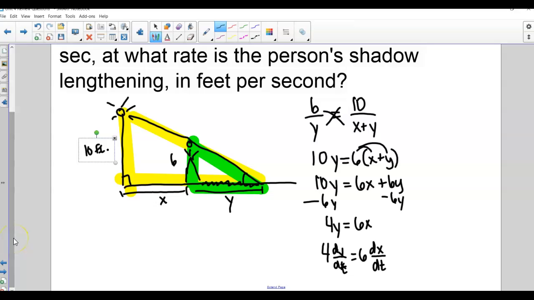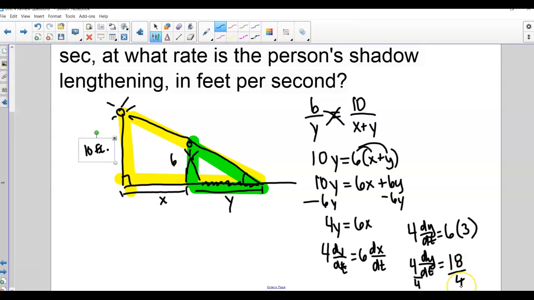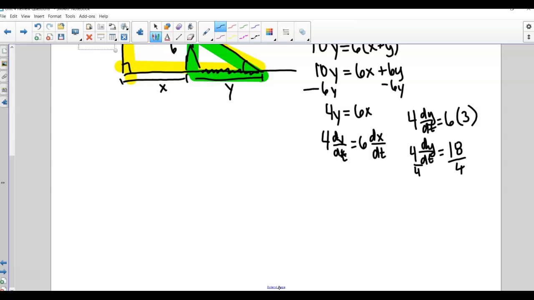So our dx/dt we know is going to be 3. So we will have 4 dy/dt is going to equal 6 times 3. And so if we just solve here, we got 4 dy/dt is going to equal 18, and we would just divide by 4. And so 18 divided by 4 is going to give us 9 over 2.